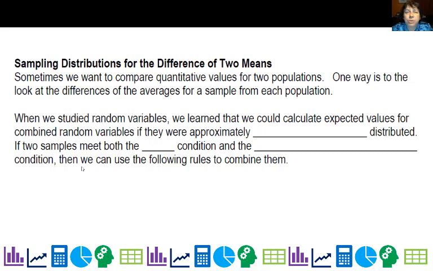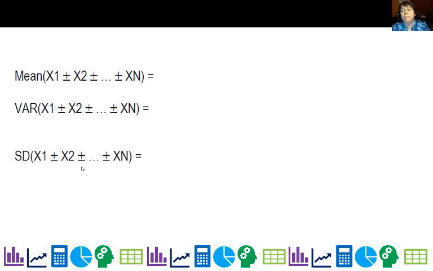So, sampling distributions for the difference of 2 means. Sometimes we want to compare quantitative values for 2 populations. A lot of times we want to do that. So we're going to go ahead and use what we studied with random variables and how we could combine them if they were approximately normally distributed. So if both samples meet the 10% condition and the large counts condition, we can use the following rules to combine them. Remember, when I'm doing means, it behaves like the equation.